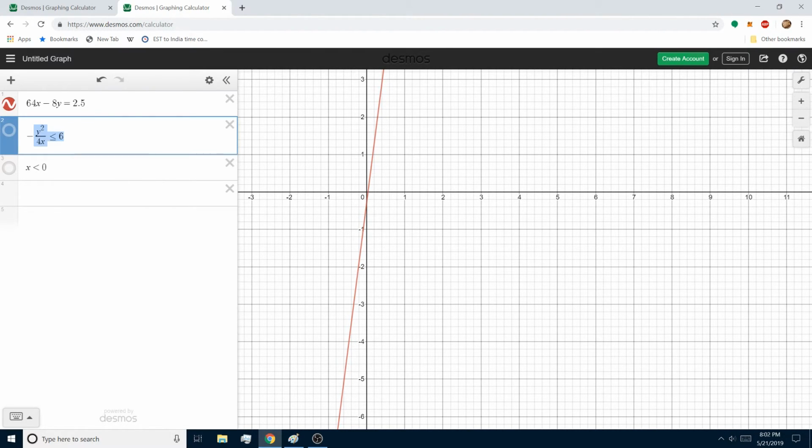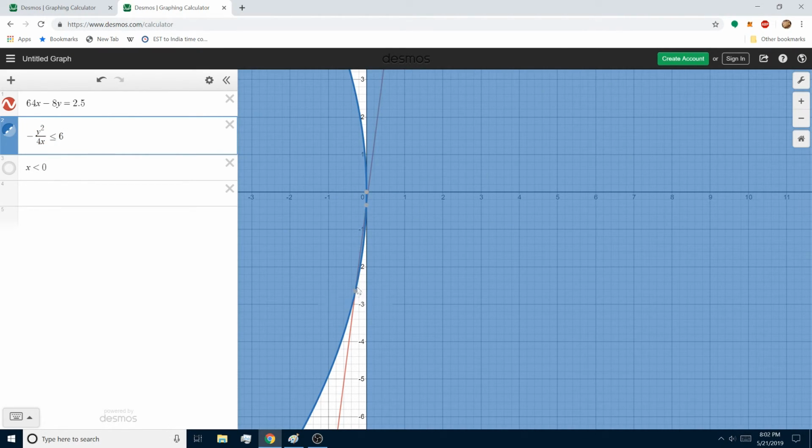So then the second one, negative y squared over 4x is less than or equal to 6. That ensures that the ball doesn't hit the roof. And then the last one, x is less than 0, that makes sure it's like a regular basketball shot.